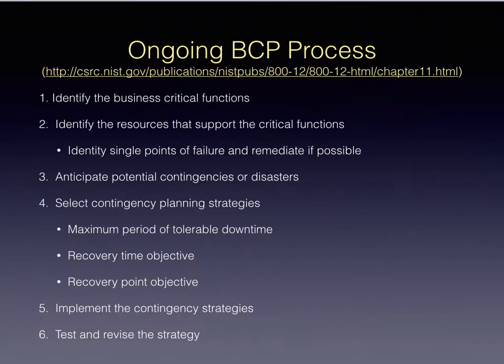Business continuity planning is an ongoing process, and this link shown under the title is from NIST publication SP 800-12. The process includes identifying business critical functions. Notice we're not saying identify business critical systems. We're saying that the first step is to identify business critical functions, because remember, the purpose of a business continuity plan is not to keep a server up and running. It is to keep business critical functions or processes running.